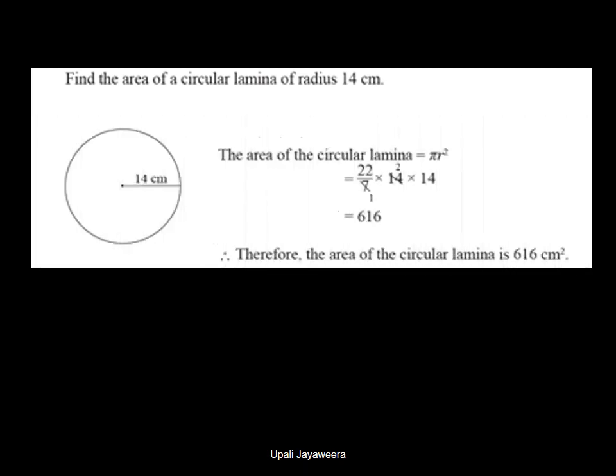Now find the area of a circular lamina of radius 14 cm. Here you are given the radius. So the area equals pi r squared, 22 upon 7 into 14 into 14. You can simplify and get the area as 616 square centimeters.